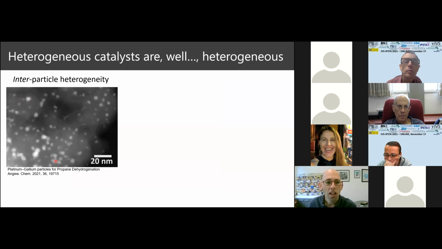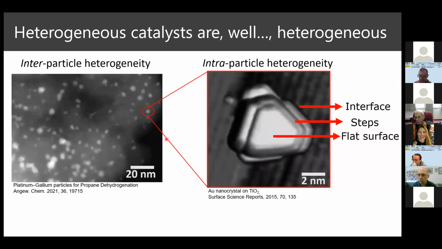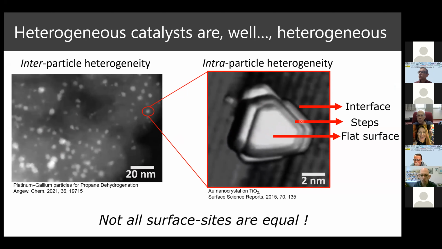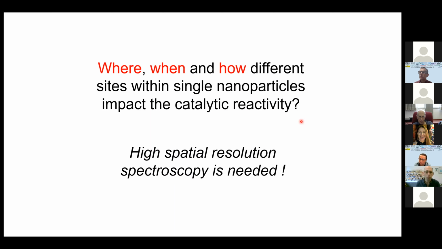And here you can see an example, and you can see that heterogeneous catalysts are actually very heterogeneous. You can see differences in structure, differences in the size. And even if we focus on a single nanocrystal in this case, we can see that it has various sites. We have terraces, flat areas, and we have steps. We have the metal oxide interface, and all these sites can behave differently and can induce different catalytic reactivity. So the question that we ask in my lab is where, when, and how different sites within a single nanoparticle impact the reactivity. And in order to do that, we use IR nanospectroscopy.